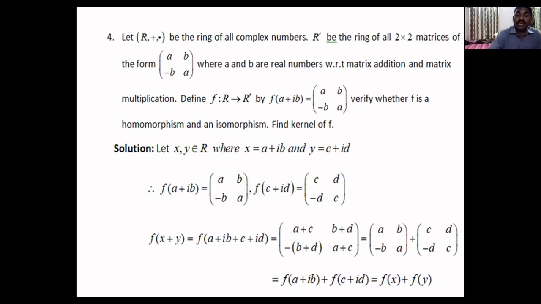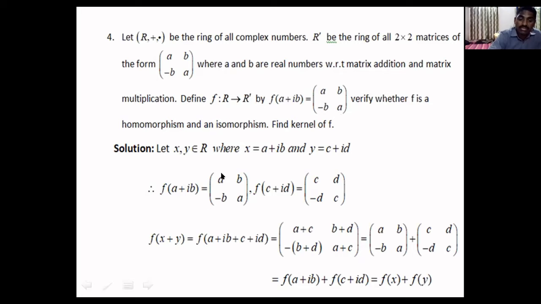Find the kernel of f. Solution. Let x, y belong to R, where x = a + ib and y = c + id. Here x and y are complex numbers. First we have to prove that f is a homomorphism. Therefore, by definition, f(a + ib) is equal to the matrix [[a, b], [-b, a]].